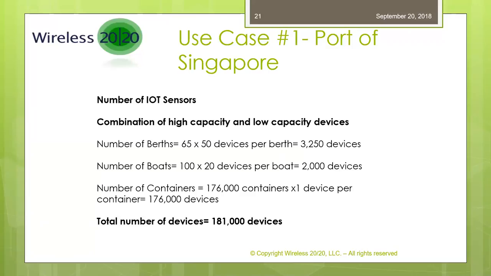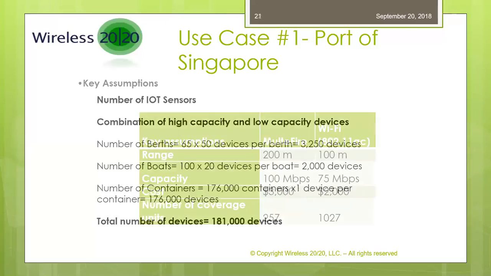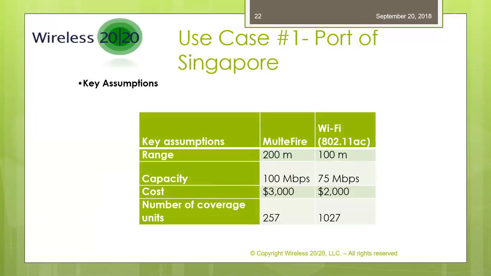If we have each of the containers, we would be looking at something like 180,000 devices, again some high bandwidth, some low bandwidth, that would be spread across the harbor that we would want to connect to the network. So that just gives us an idea of what the size of the problem might be.